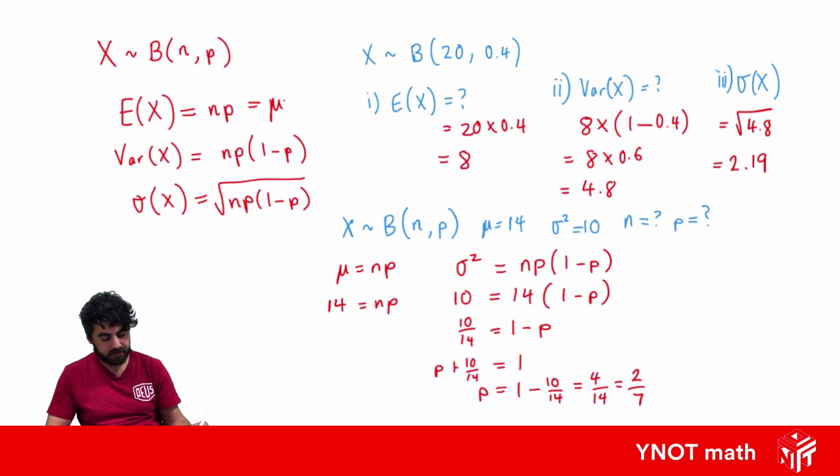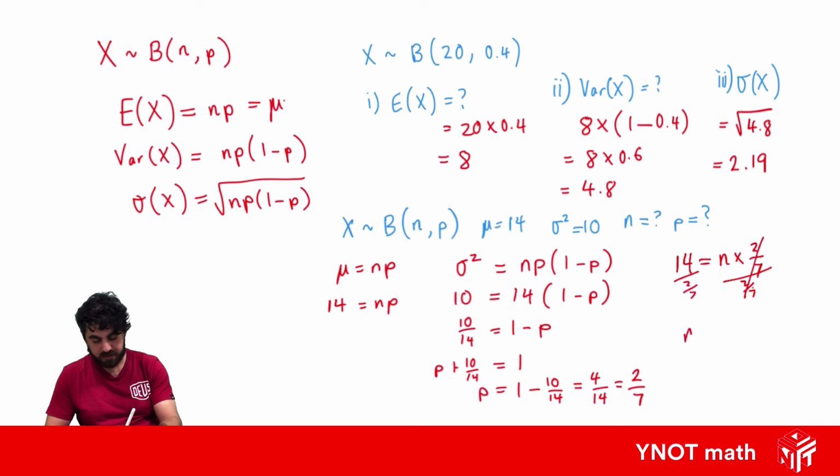And then we can go ahead and plug this into this equation here, where we know 14 equals np. So we know p is now equal to 2 over 7. So then we can just divide both sides by 2 over 7. We cancel out, and we get n equals 49. So we know the number of trials is equal to 49, and the probability of success is 2 over 7.